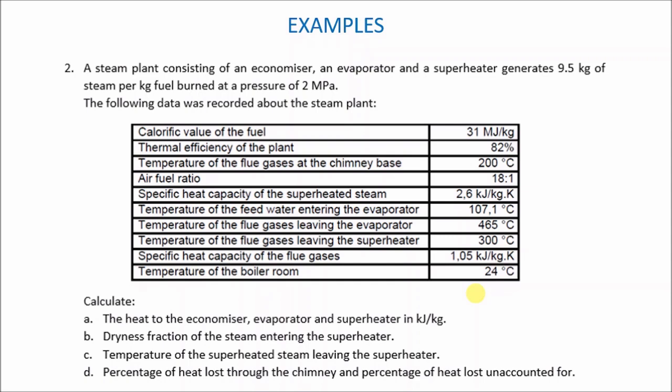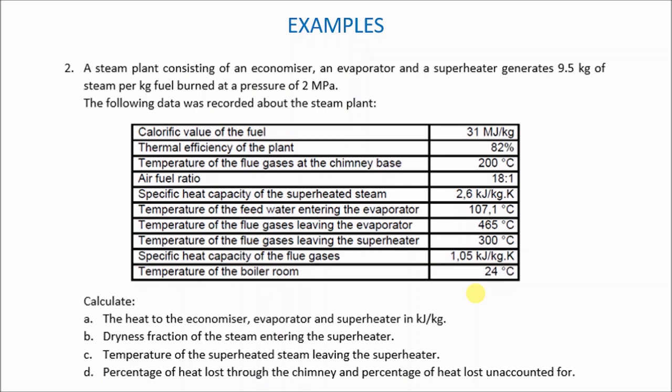You are also given the pressure in the steam plant, which is 2 megapascals. Then in this table, they gave you all the data that has been recorded for this steam plant. You have the calorific value of the fuel, which is 31 megajoules per kg. Remember, in our equations we are working with kilojoules, so you need to change that 31 megajoules to kilojoules per kg. That will give you 31,000 kilojoules per kg. That's the calorific value of this fuel.